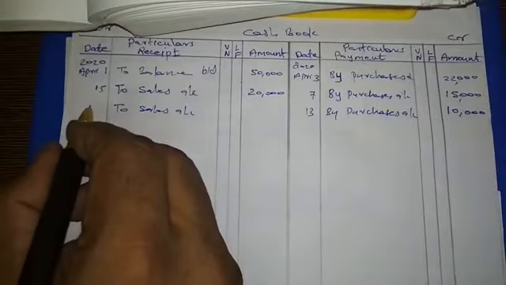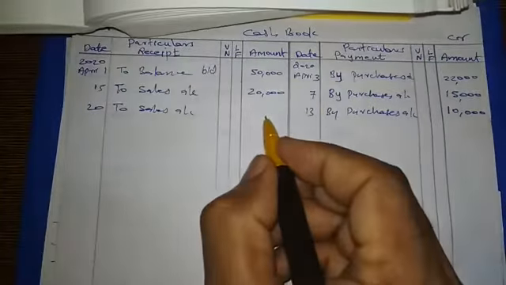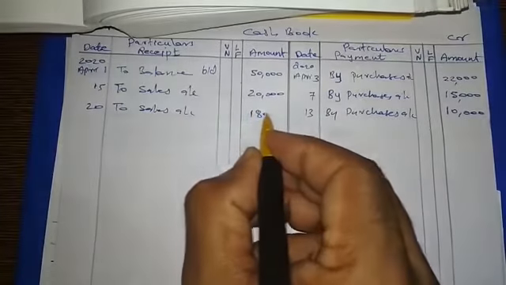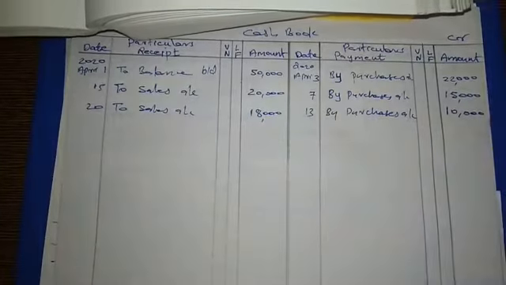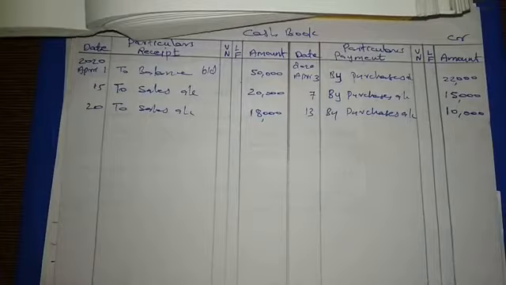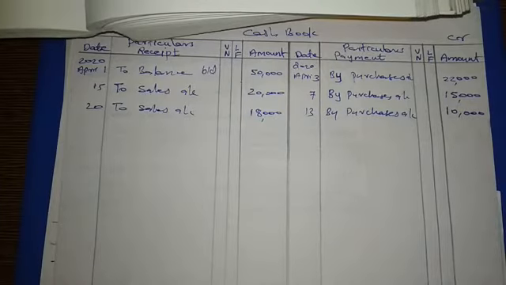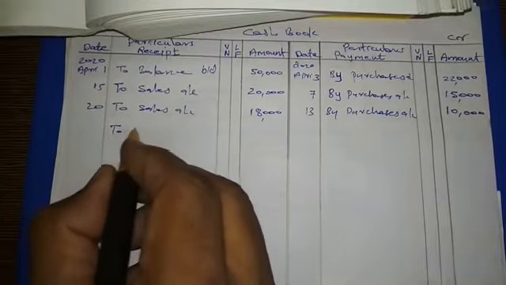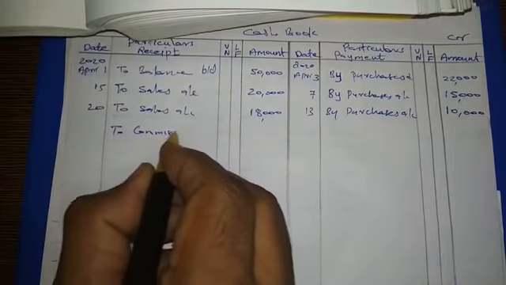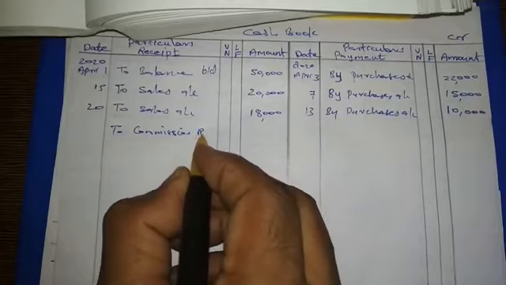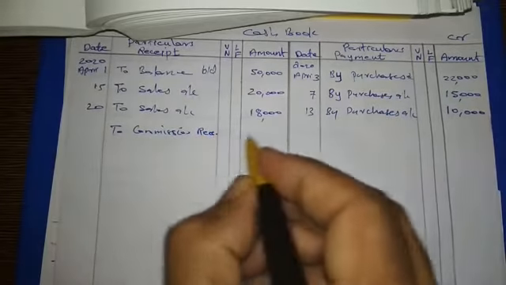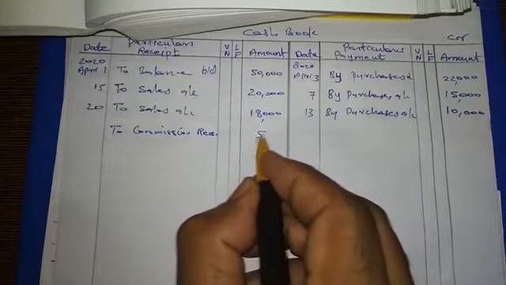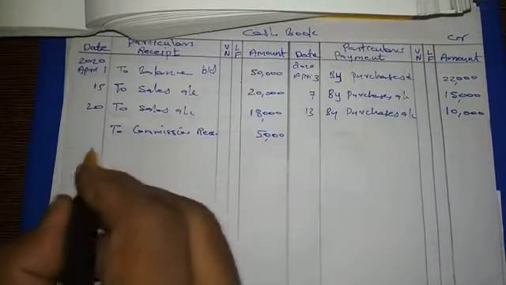Date 20. The amount was 18,000. Now the next transaction, received commission. We received commission, so cash we are receiving, to commission. Received. Commission received, how much? 5,000. Date will be 25.